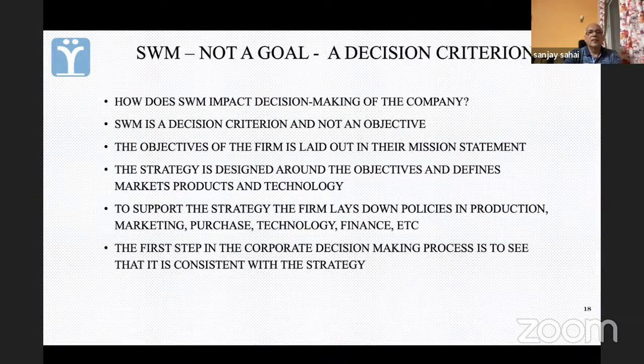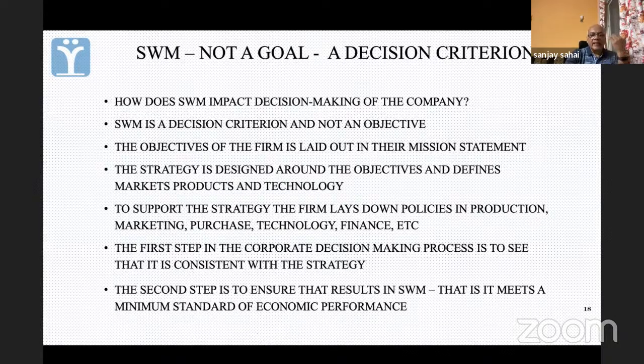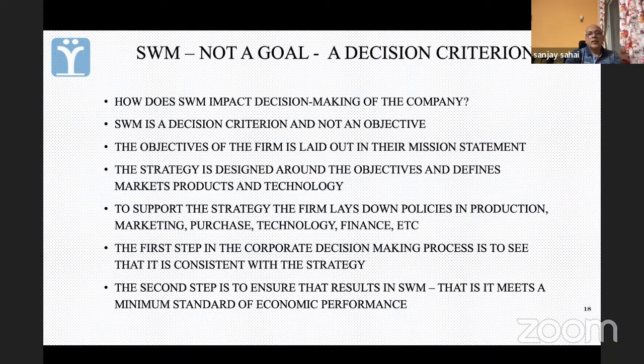We have discussed this. The first step in the corporate decision-making process is to see that it is consistent with the strategy. जो भी corporate decision-making आपका हो रहा है, it has to be as per the strategy that you thought of. जो strategy is based on your mission, vision, etc. Second step is to ensure this strategy results in wealth maximization, that it meets a minimum standard of economic performance.